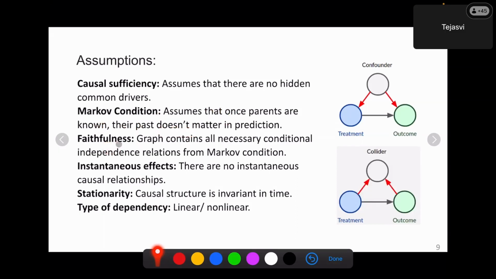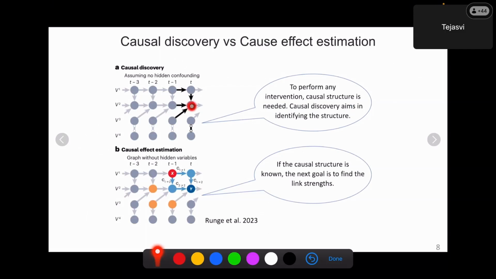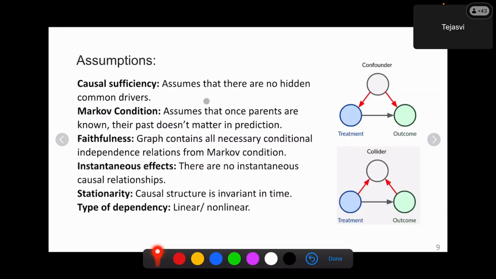Now, the faithfulness assumption tells us that the graph we have generated of nodes and links contains all the necessary conditional independence relations that ensure the Markov conditions. What this means is that if these links are present, they can be delineated by calculating conditional independence. If a link is absent, given that the Markovian chain is being followed, the conditional independence will ensure that that link is absent. So that's faithfulness.